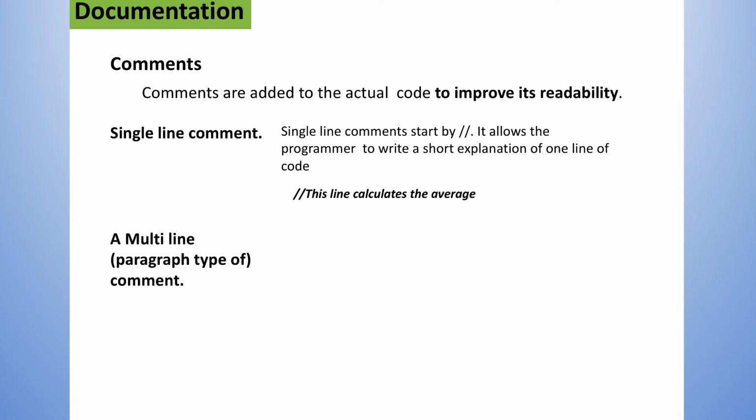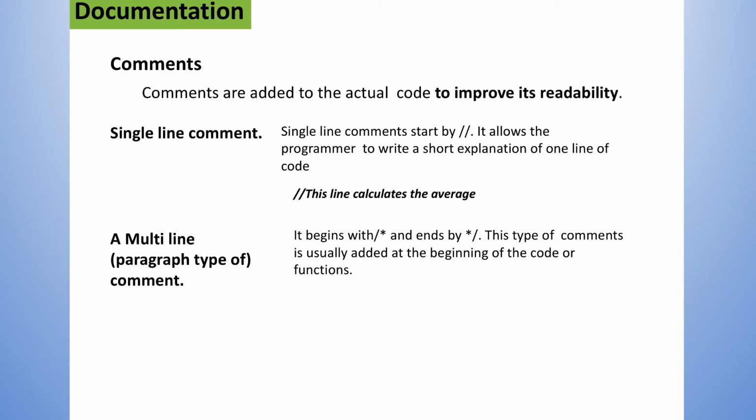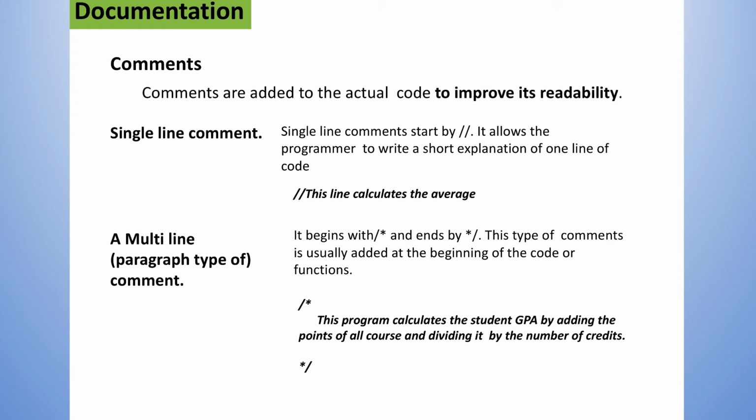The other type of comment is the multi-line or paragraph type of comment. You add more than one line, and you need to start it with slash star and end it with star slash, in reverse. Here's an example. Usually such a comment is needed at the beginning of your code to explain the purpose of the code and maybe some logic behind creating it. You can use it in functions as well, and other places.